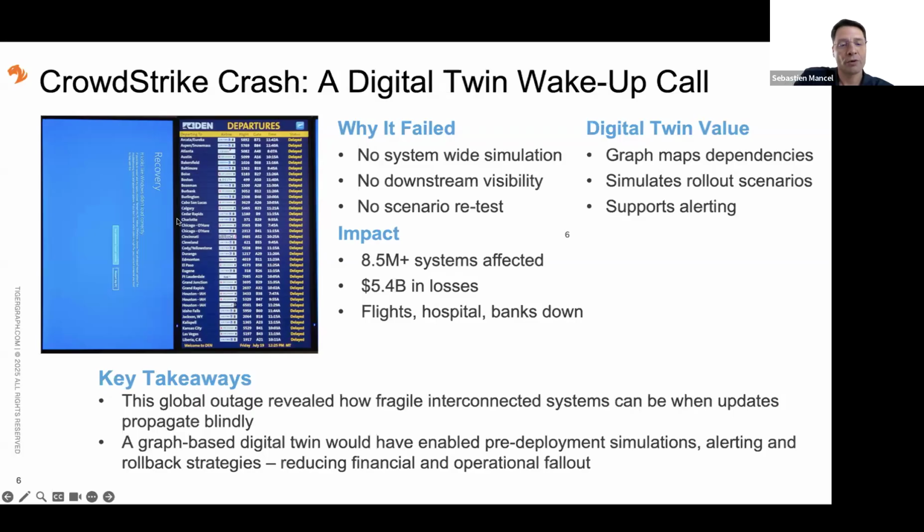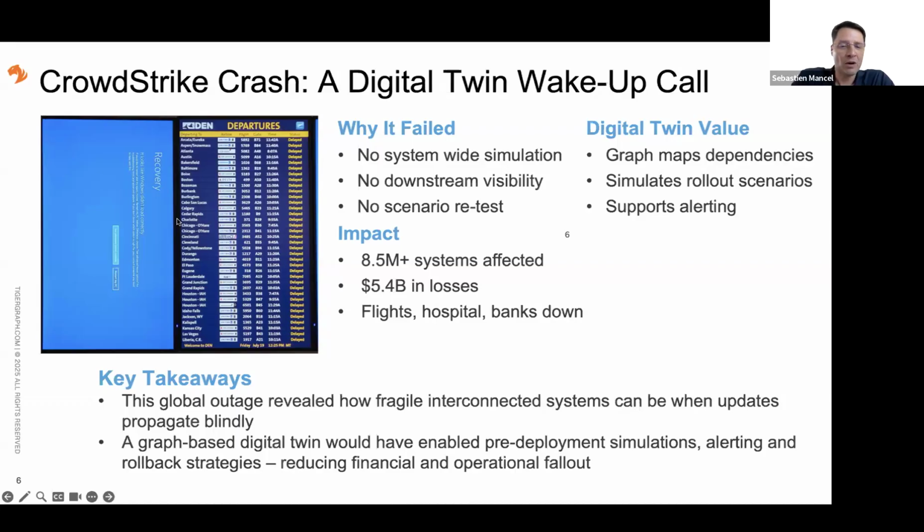And the result: over 8.5 million systems impacted, an estimated 5.4 billion in financial losses, and widespread disruptions across hospitals, banks, airlines, and critical infrastructure globally. I remember this keenly because I was actually flying that day and my flight was delayed by 6 hours. And I considered myself lucky given the scope of the outage.